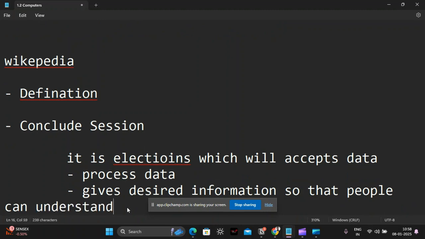So this is a particular thing you need to understand. Now we understood what a computer is. In another video, we'll try to understand about computer languages.